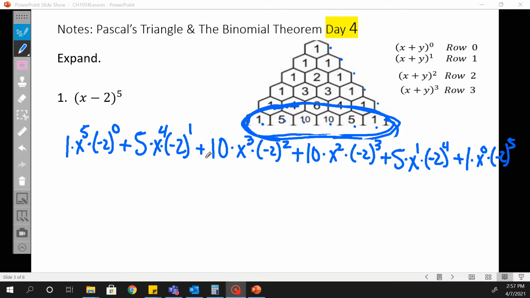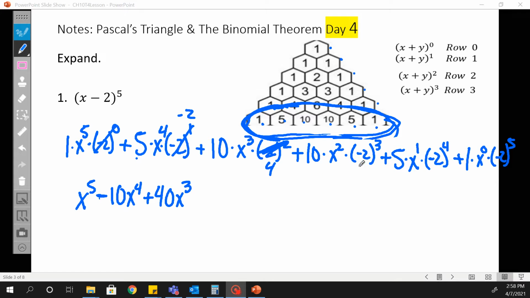So to figure out what each of these terms are, we just need to multiply. So the first term is x to the 5th plus 5 times x to the 4th times negative 2 to the 1st. Negative 2 to the 1st is just negative 2. So 5 times negative 2 is negative 10x to the 4th. That's the next term. For this one, negative 2 squared is 4. So I got 10 times x cubed times 4. That's 40x cubed.